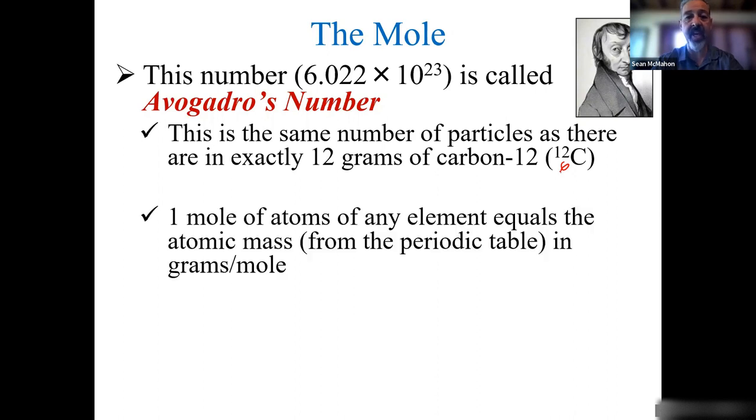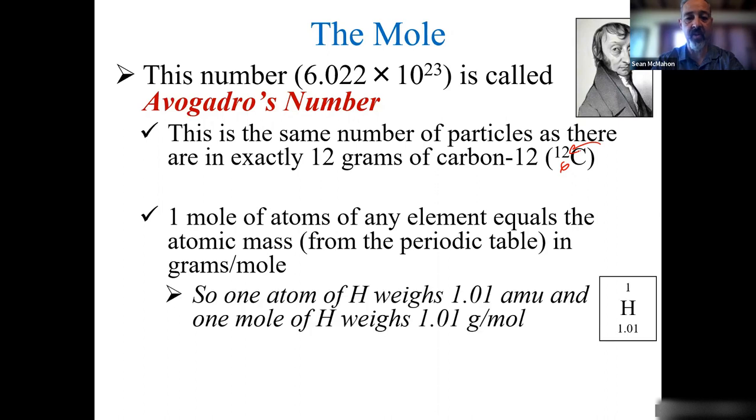1 mole of atoms of any element equals the atomic mass from the periodic table. But instead of atomic mass units, which we used for mass number, we're just going to convert that to molar mass, grams per mole. So 1 atom of hydrogen weighs 1.01 AMU.